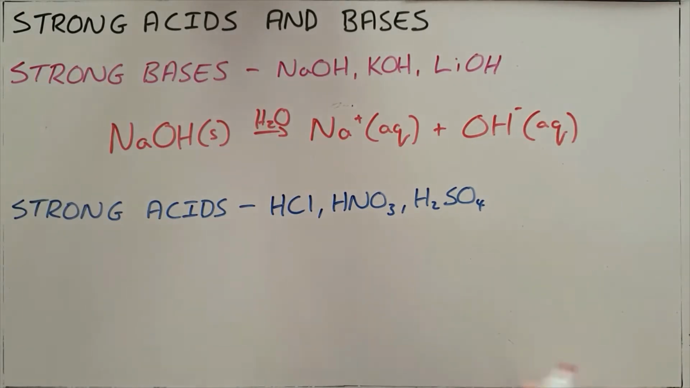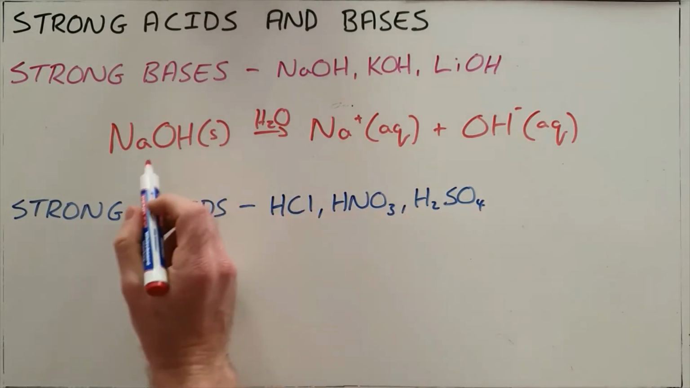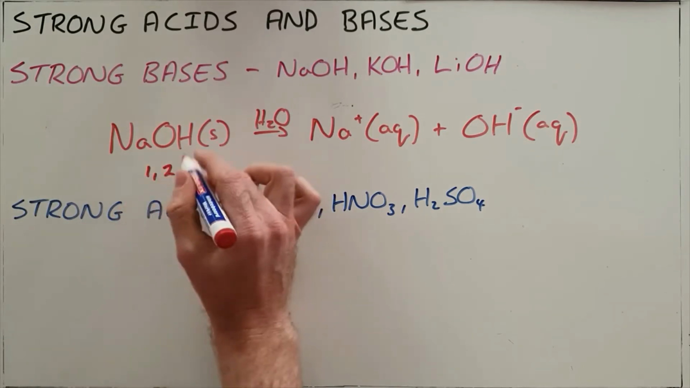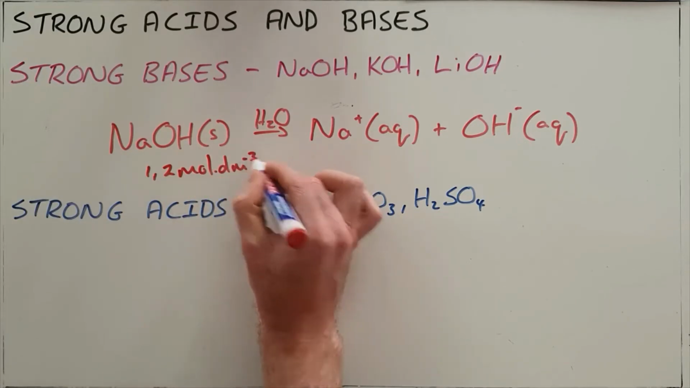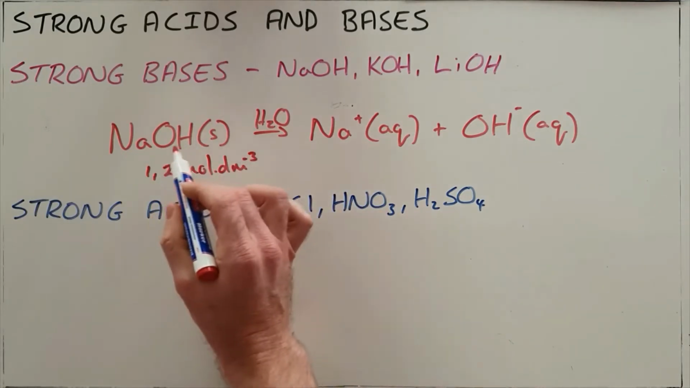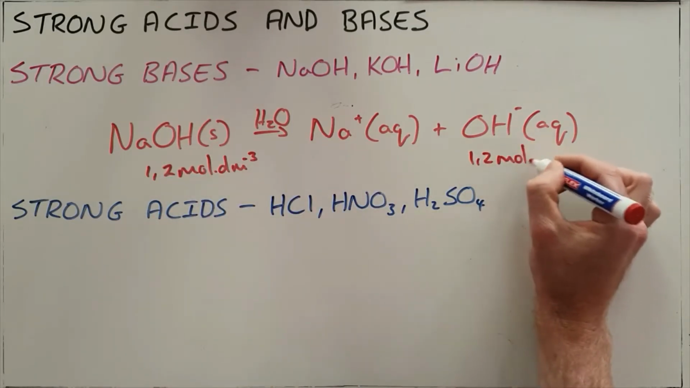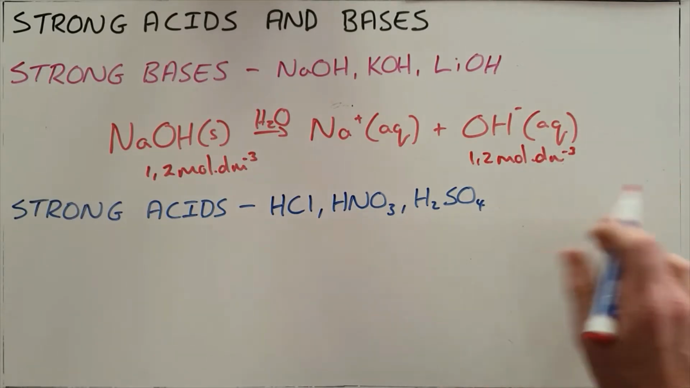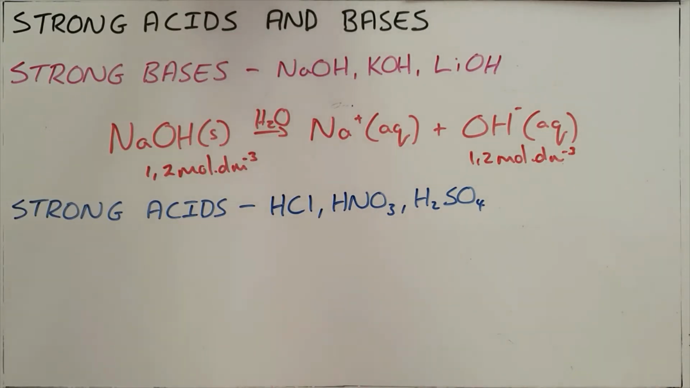Now, by definition, a strong base is one that dissociates completely, basically saying that if we start with a 1.2 molar solution, meaning moles per cubic decimeter, of sodium hydroxide, all of that will dissociate, which would mean that we would end up with a 1.2 mole per cubic decimeter solution of hydroxide. So we say a strong base is one that dissociates completely in water. In the same way, strong acids also dissociate completely.